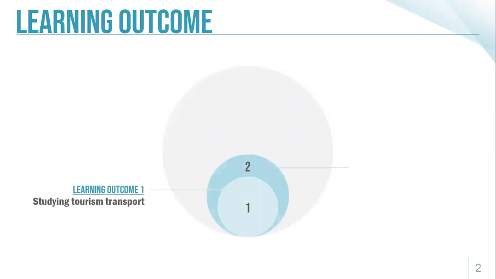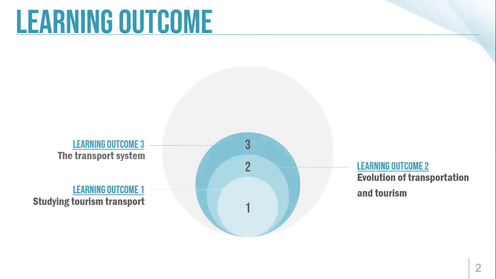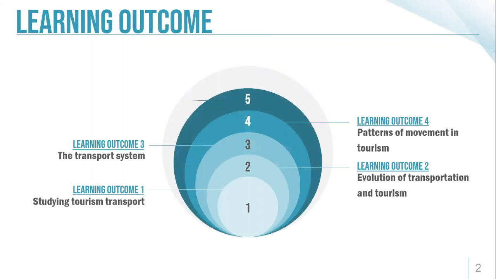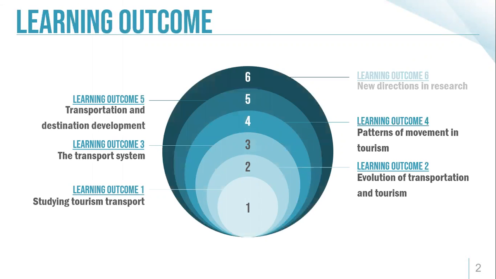So actually, transportation is also one of the children of geography. That's why we are learning transportation in this geography class. There are 6 learning outcomes for today. First, we will learn studying tourism transport. Why is transport important for tourism? Why is tourism related to transport?